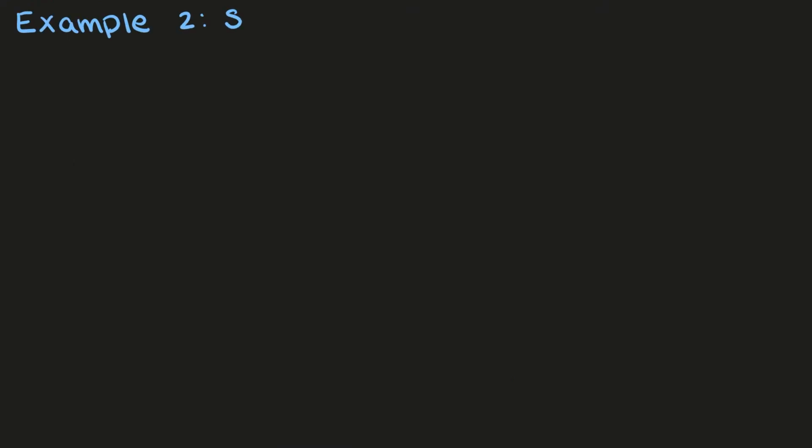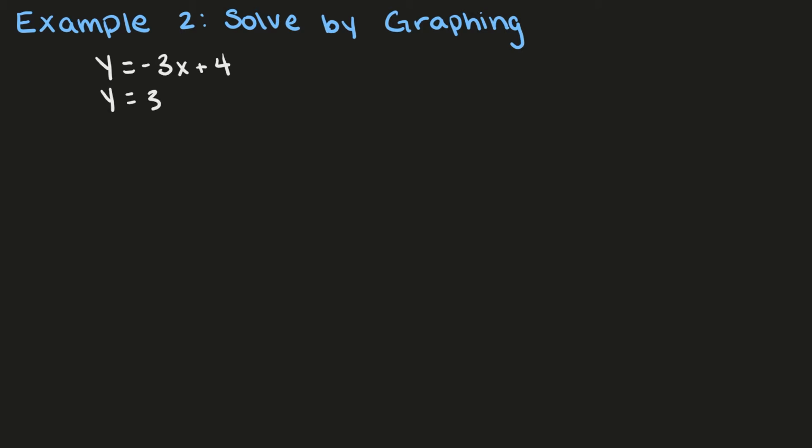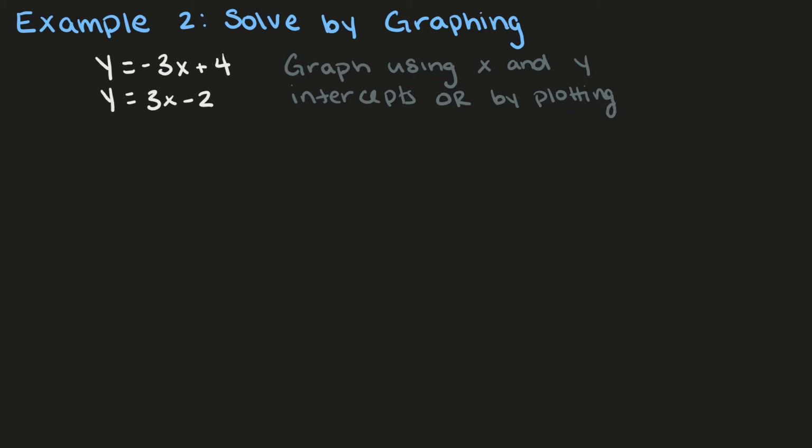Let's look at another example solving by graphing. We have y equals -3x plus 4 and y equals 3x minus 2. We could graph using the x and y intercepts, or since these equations are both in slope-intercept form, then we can graph by plotting the y-intercept and use the slope to find the additional points.